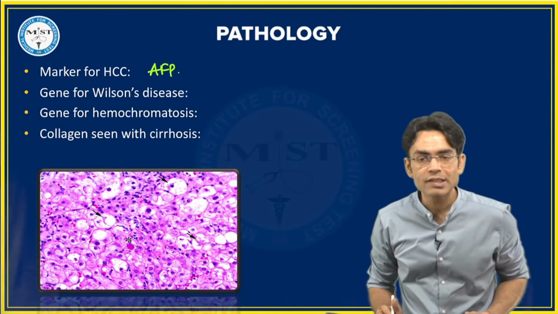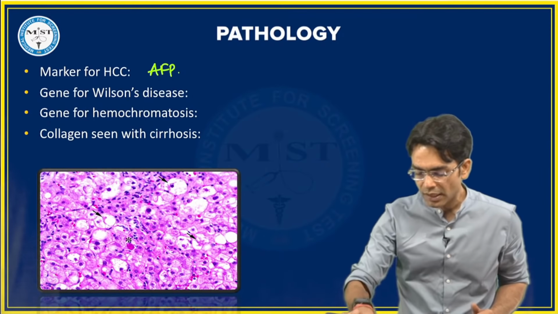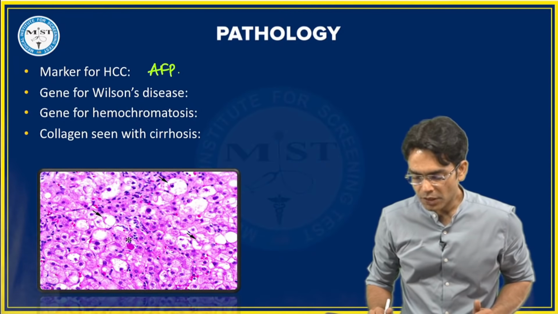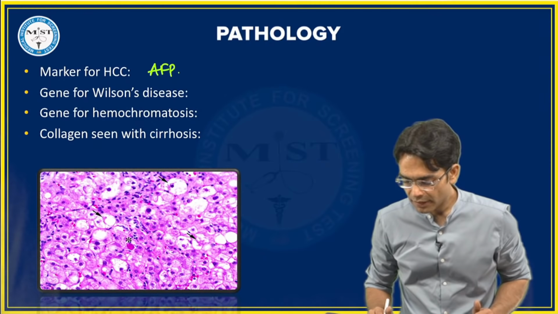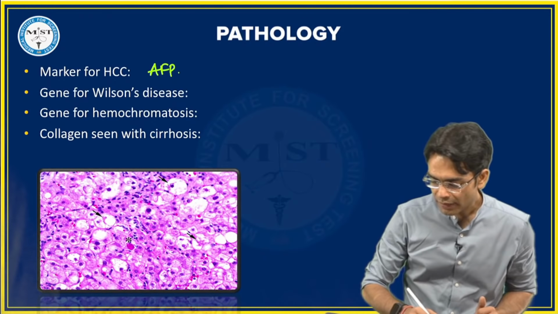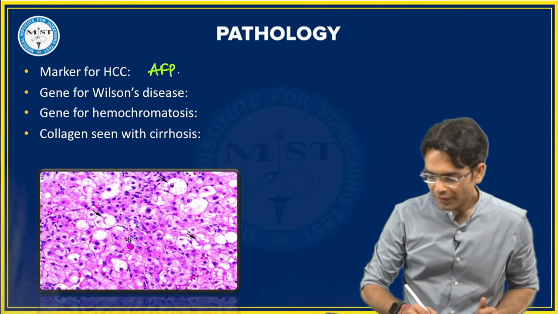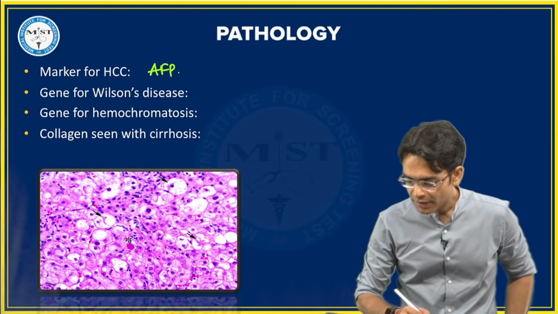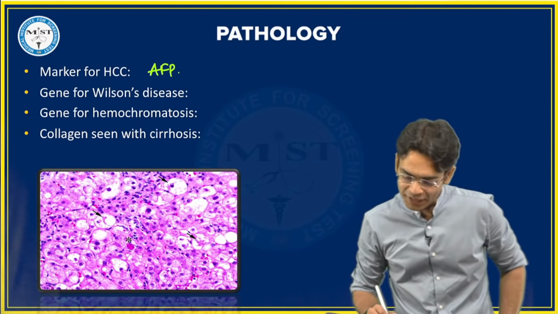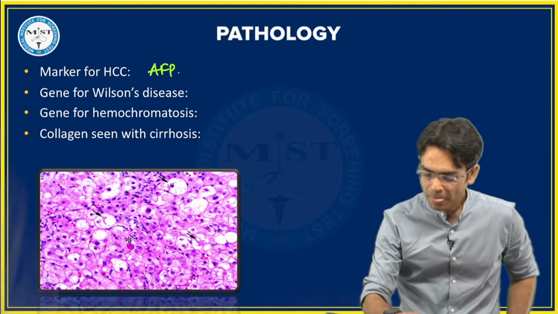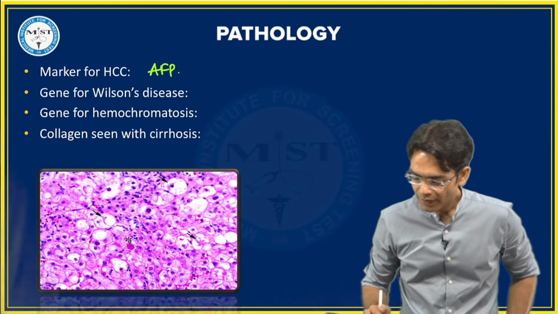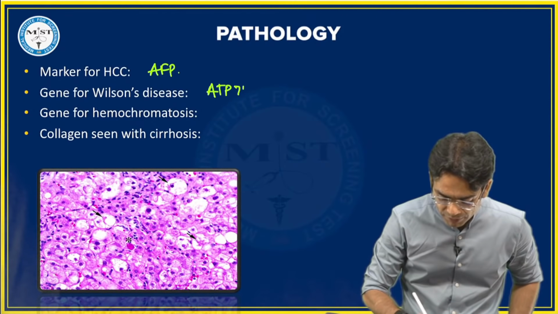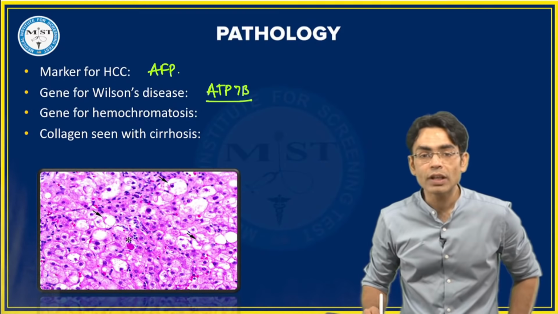Now, gene for Wilson's disease. What is the gene for Wilson's disease? Come on, tell me. What is the gene for Wilson's disease? The gene for Wilson's disease is... yes, it is AFP, you are right. बेटा AFP नहीं है ये, you are right, Ritika. It is ATP7B gene.